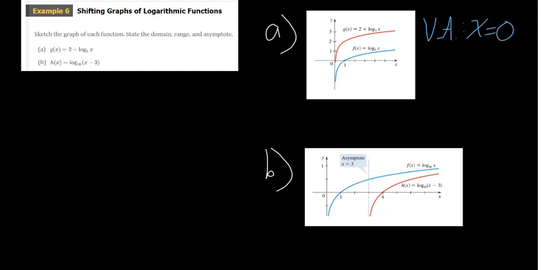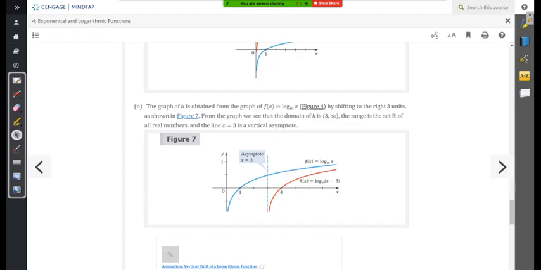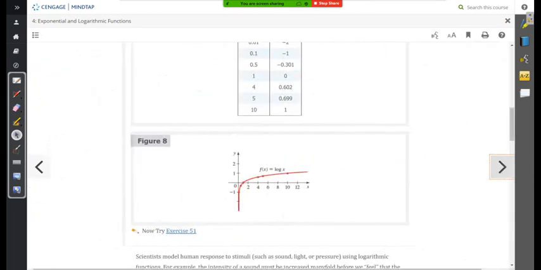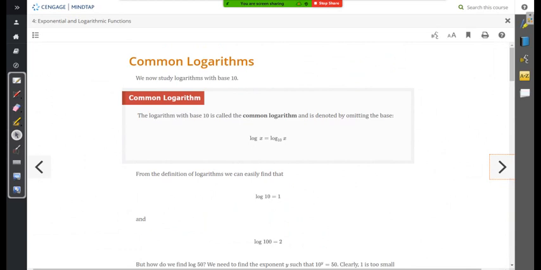What about B? B is already drawn on there for us. But we can imagine if we moved this blue line to the right 3 units, we're moving the asymptote from x equals 0 to the right 3 units, so my asymptote is going to be at 3. That's the domain, range, and asymptote, and I believe that covers it. Again, just know the anatomy of the logarithmic function, and we perform the exact same operations we are used to. Okay, so common log.